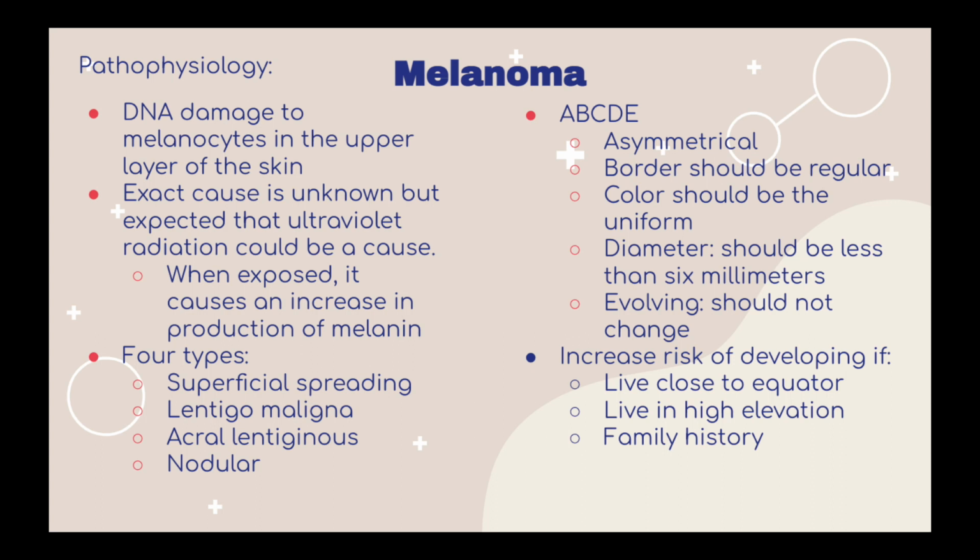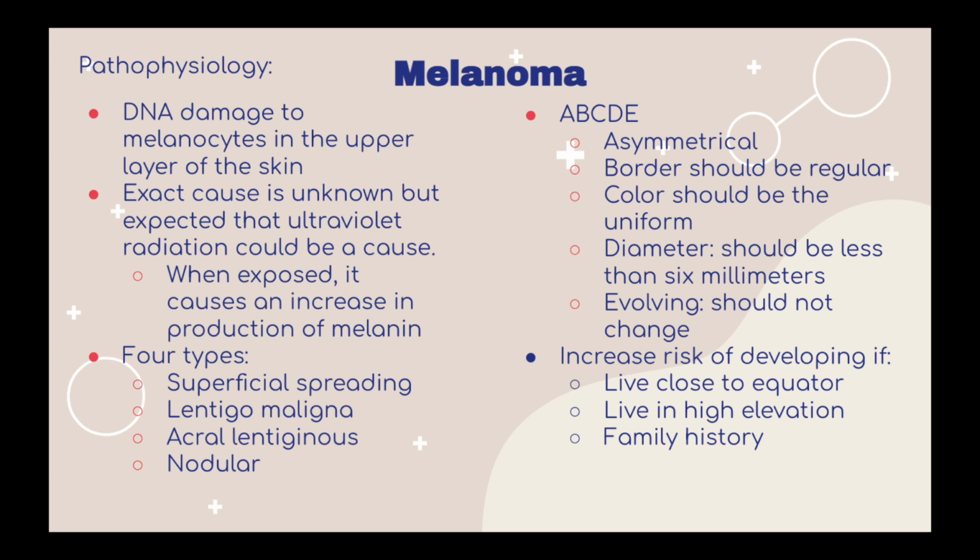Pathophysiology of melanoma is DNA damage to melanocytes. The exact cause is unknown, but it's suspected to be ultraviolet radiation because when it's exposed, it causes an increase in the production of melanin. There are 4 types. There's superficial spreading melanoma, lentigo maligna, acrolentiginous melanoma, and nodular melanoma.